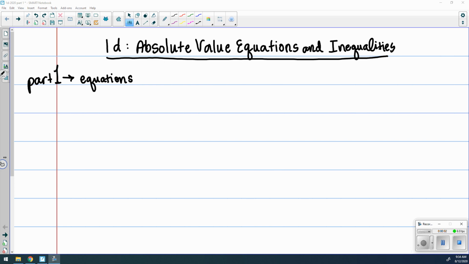Today we're going to talk about absolute value equations and get ready to start talking about inequalities. So 1D is going to be broken up into two parts. Part 1 is equations. Take a minute and get your next page in your notes set up. 1D, absolute value equations and inequalities. Part 1, equations. We're going to start with a real life example.